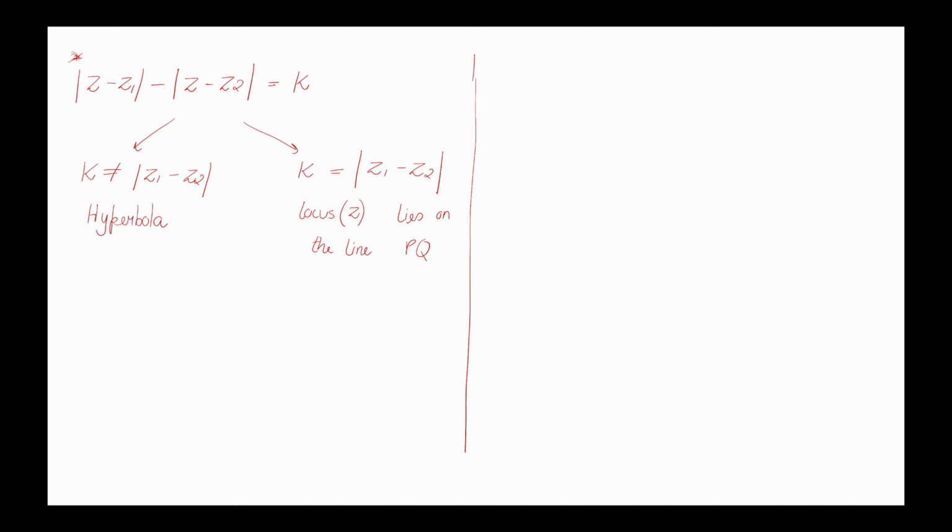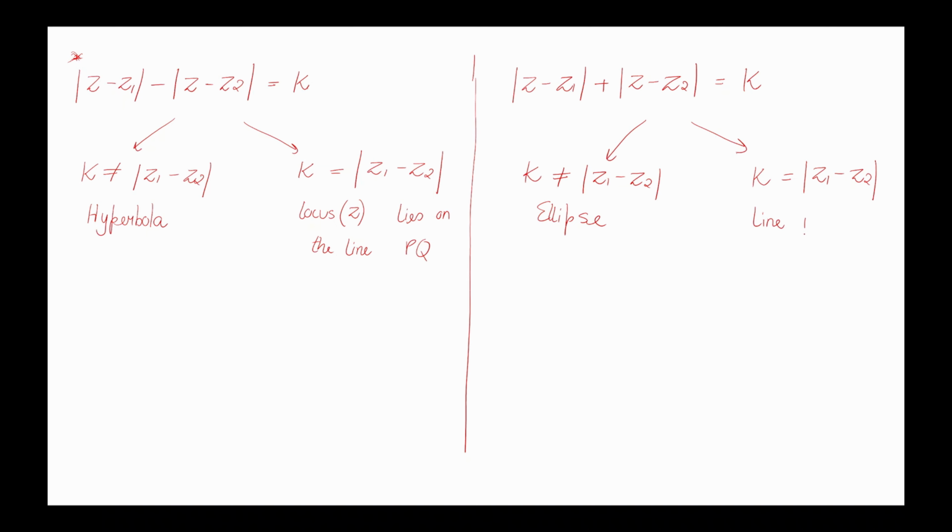Let's look at one more final case. Let's say you have z minus z1, and here there is a plus now, z minus z2, and this is also equal to k. Now again, if I have k not equal to z1 minus z2, then this is going to be the locus of the ellipse. And on the other hand, if k is equal to z1 minus z2, then this is going to be the locus of the line joining my points p and q. So simply it is going to be the line that is joining.